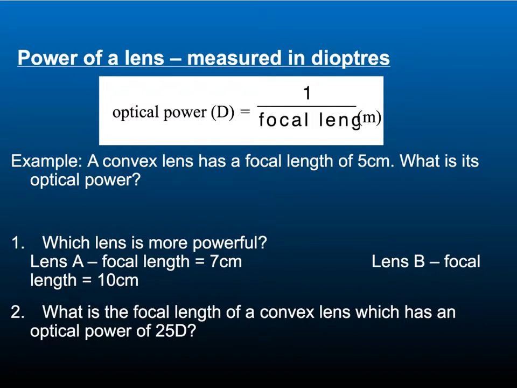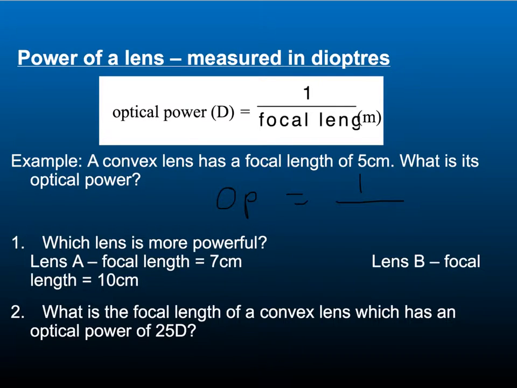We'll work through the example here. A convex lens has a focal length of 5 centimetres. What is its optical power? So for this one, we want to calculate optical power. We've been given focal length, and we know that we need to do 1 divided by the focal length. So the optical power equals 1 divided by focal length.